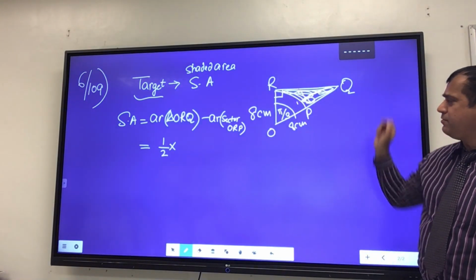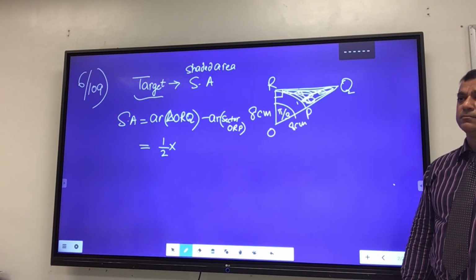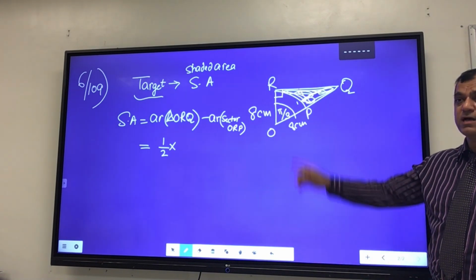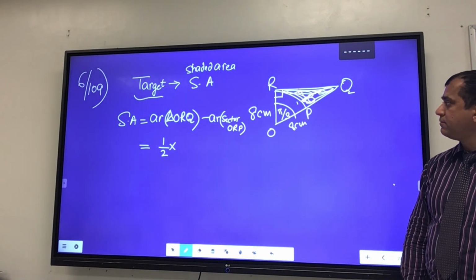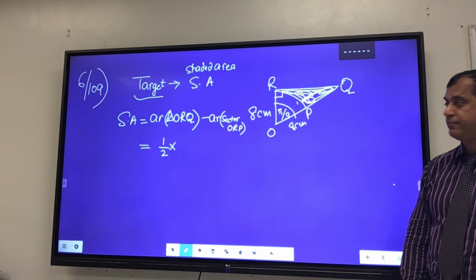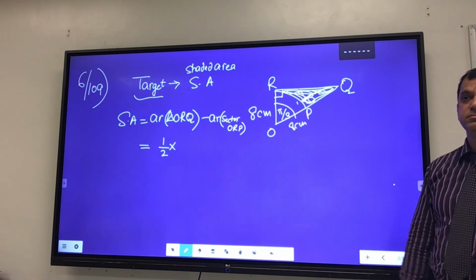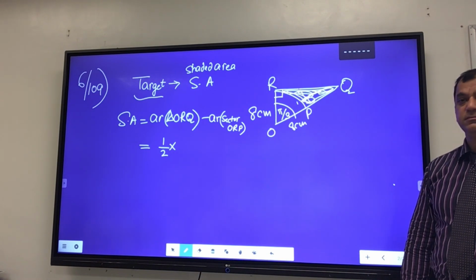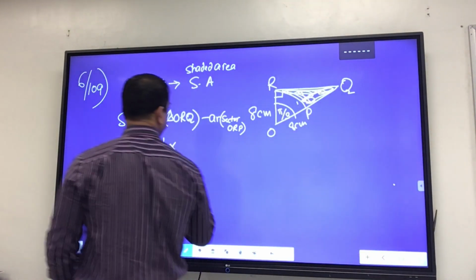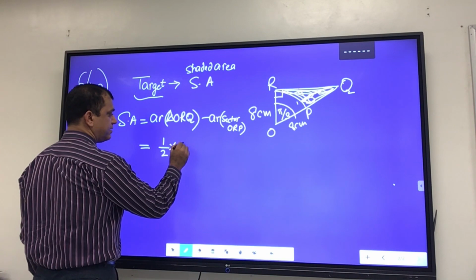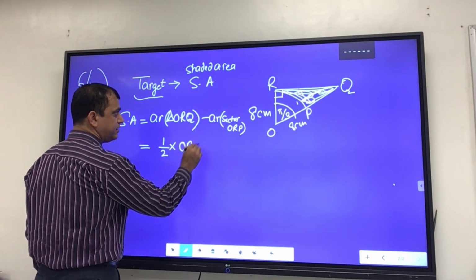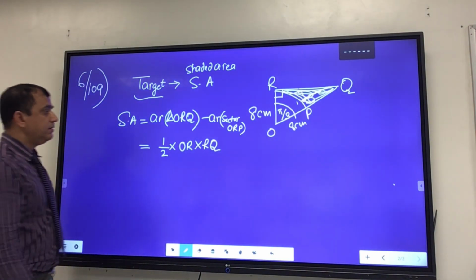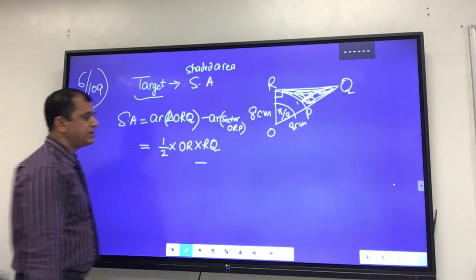Do you know this RQ? Pythagoras? But do we know OQ? So how can we find it? So I write here first, half times OR, right? OR is base times RQ, RQ is height, minus area of the sector.